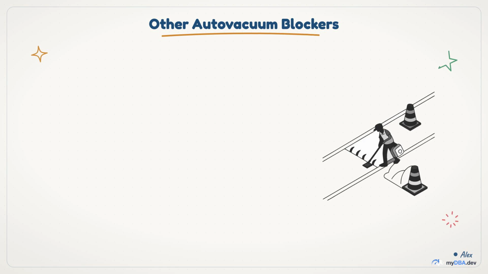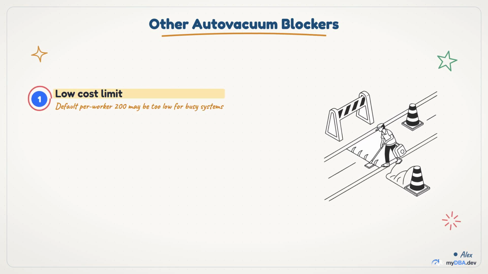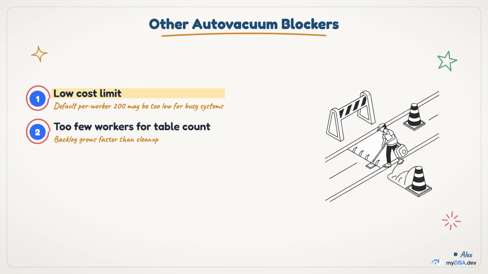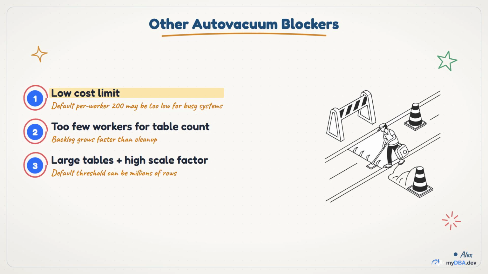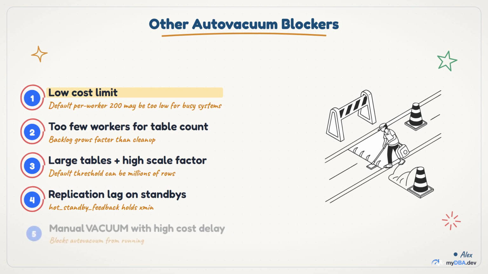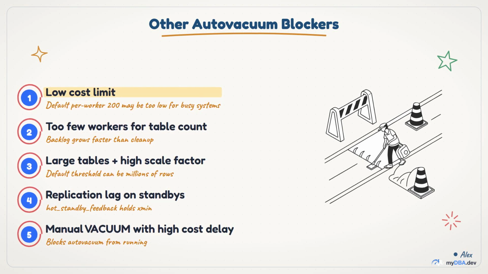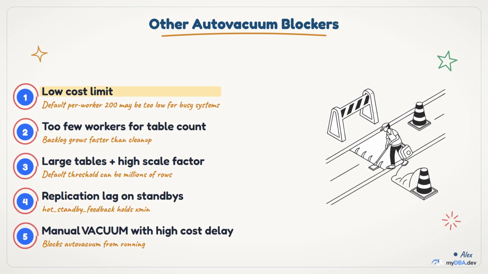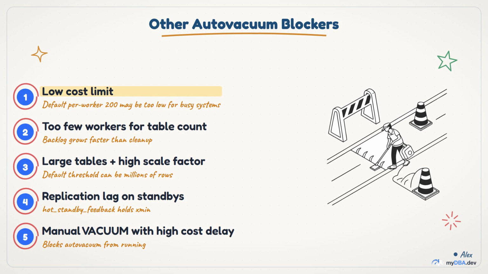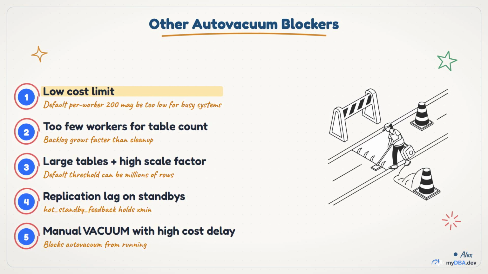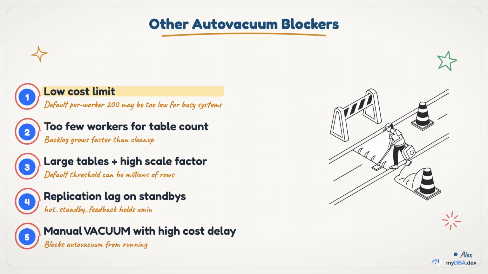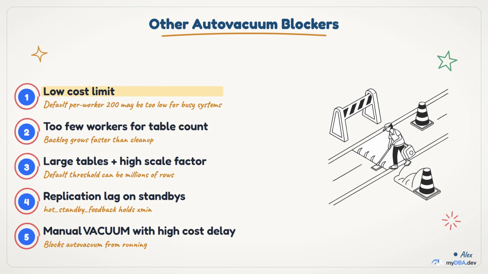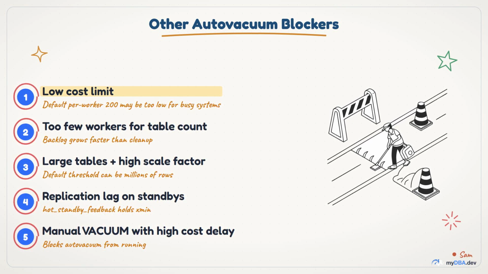A few more gotchas. Low cost limit, the default per worker 200, may make Autovacuum crawl on some hardware. Too few workers means tables queue up. Large tables, with the default 20% scale factor, means Autovacuum doesn't start until a significant portion of the table's tuples are dead. And on replicas, if hot standby feedback is on, the standby's queries can hold the primary's xmin, blocking cleanup there too. What about manual vacuum?